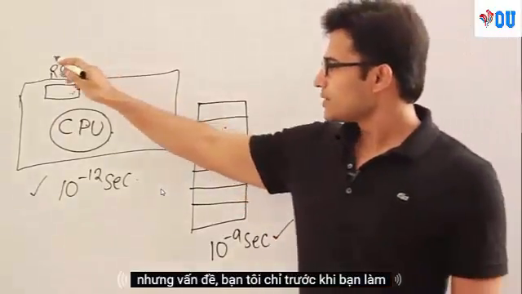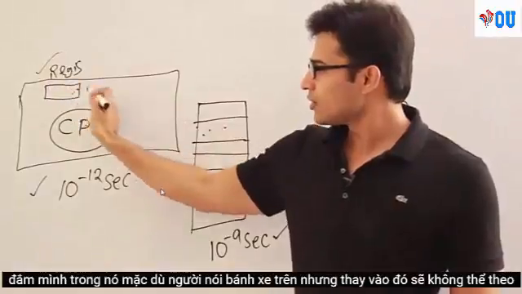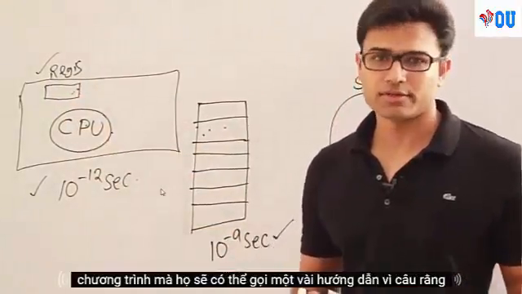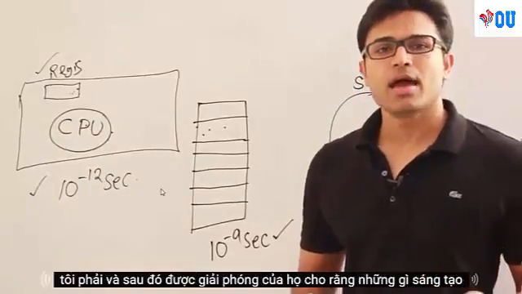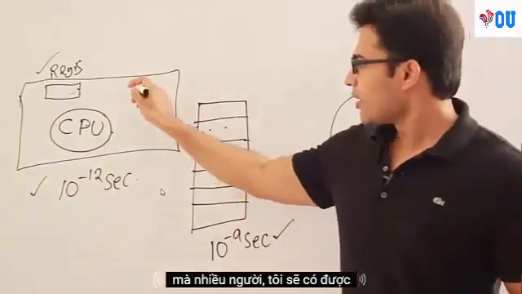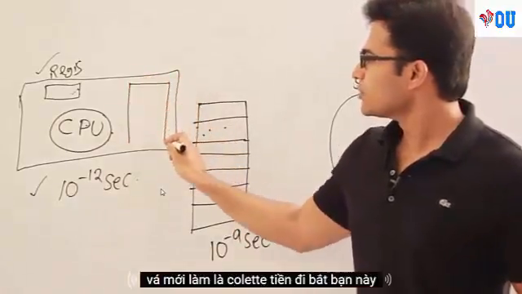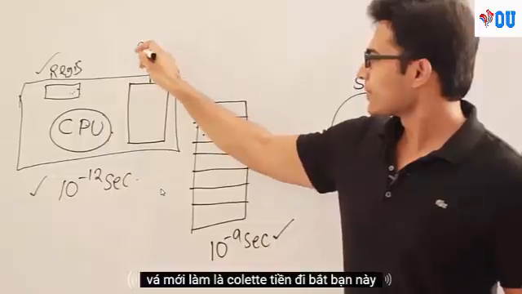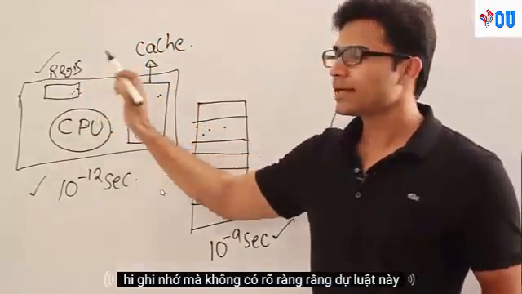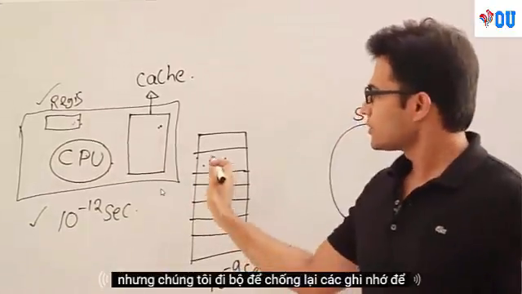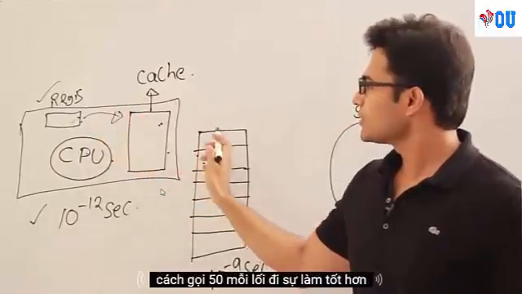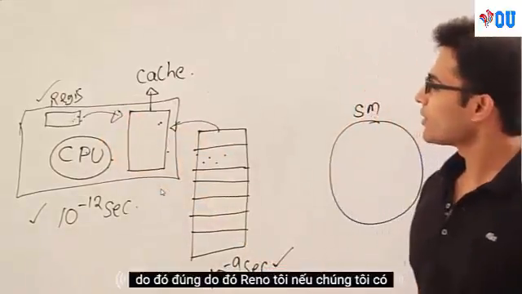But the problem is the register size is too small. In the sense, registers will not be able to hold the entire program. They will be able to hold only a few instructions because they are costly, right? And then there is a trade-off. Then the designers invented this new device called cache. So cache is a high-speed memory which is not as costly as the registers, but it is faster compared to main memory. So cost-wise it is cheaper, speed-wise it is better, right?